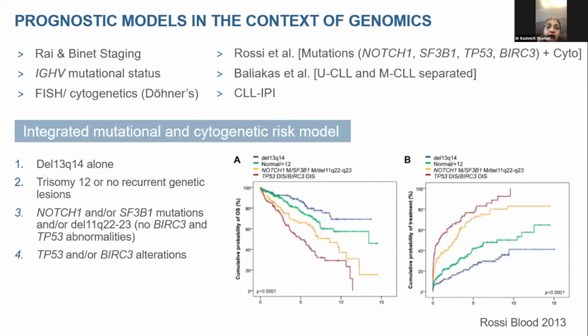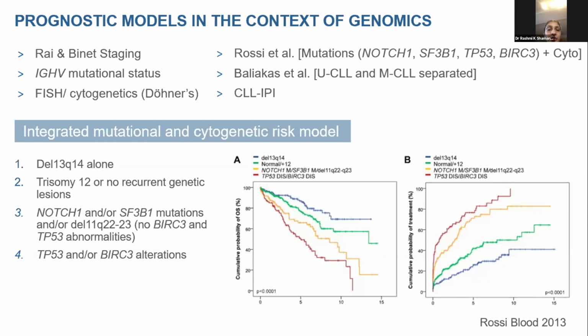So there have been quite a bit of efforts undertaken to translate this genomic profile into prognostic models to better assess the risk of the disease in this genomic era. First, of course, the IGHV mutation status and the FISH remain the same. Then Rossi and other authors tried to incorporate the mutations as well as cytogenetics into one risk model. And that's what's shown here.